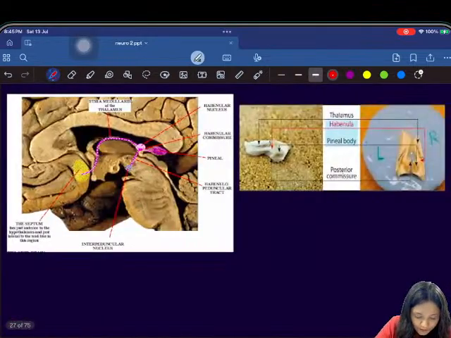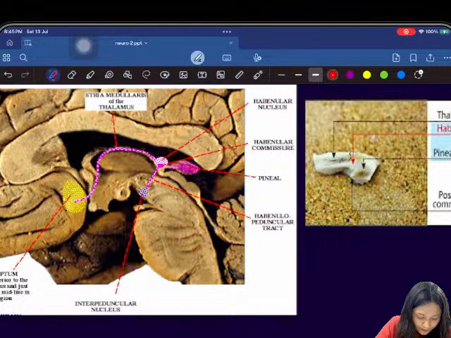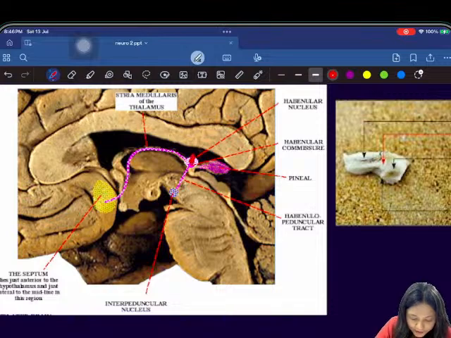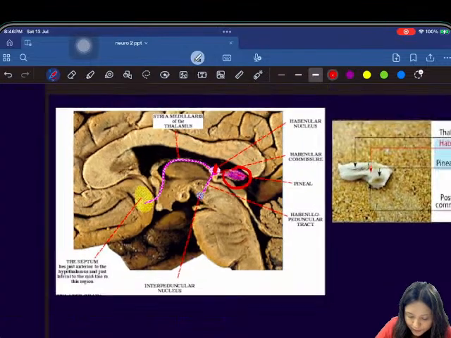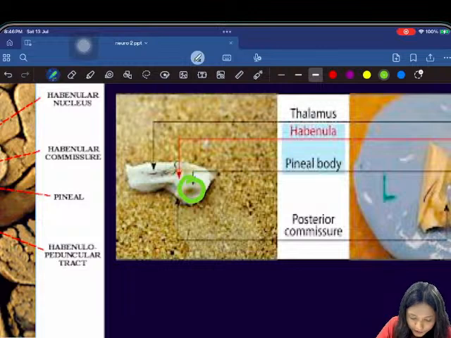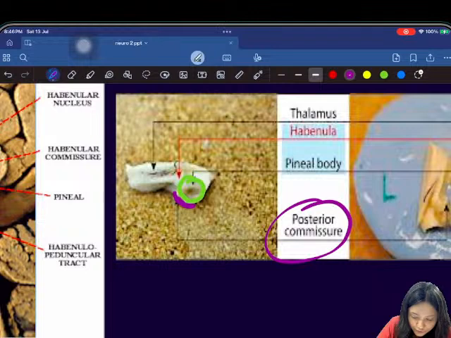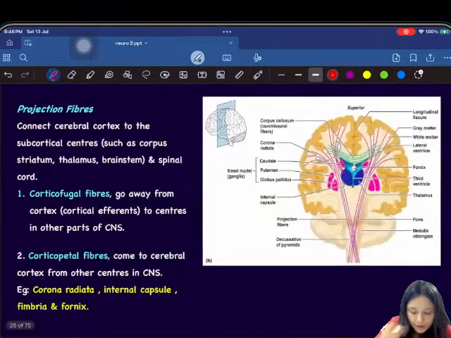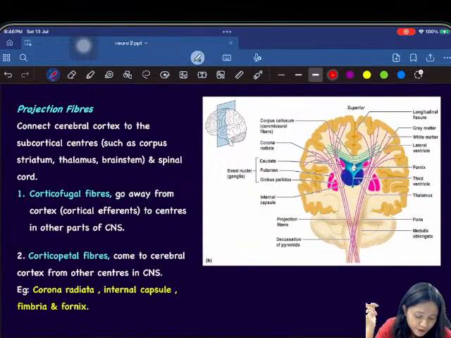Similarly, you can see here, this is how they have shown you. All the nuclei and the habenular, you can see the habenular part here, the pineal gland here. Similarly, just see here in this image, you can see the pineal body here. The lamina below the pineal body will be your posterior commissure, and the upper lamina will be your habenular commissure. So that's about the commissural fibers.